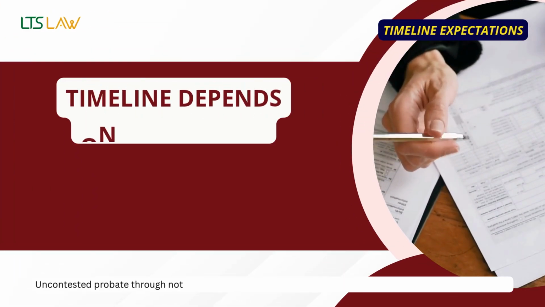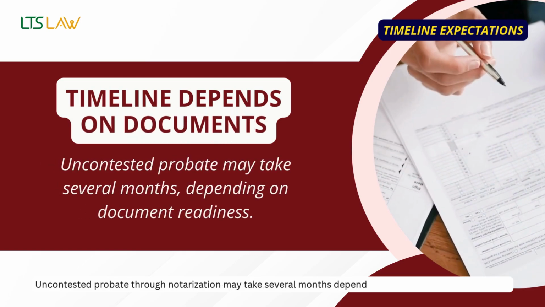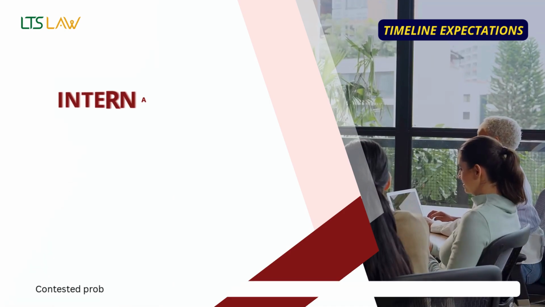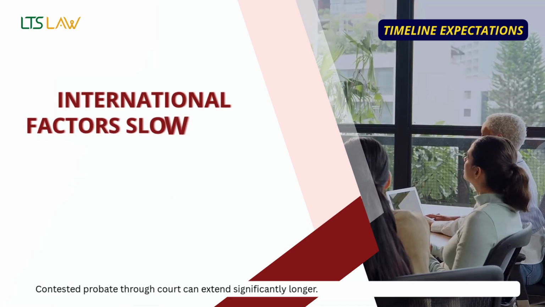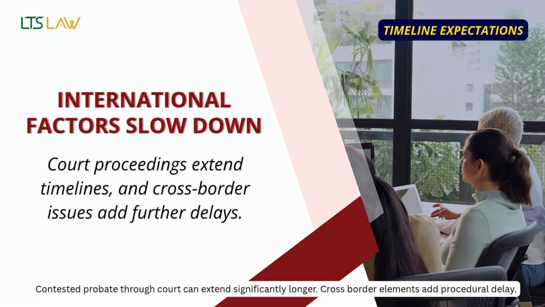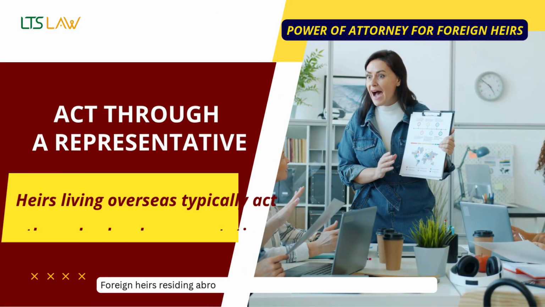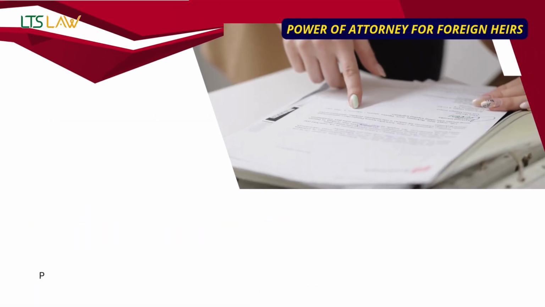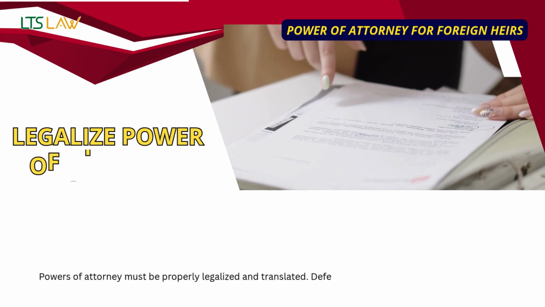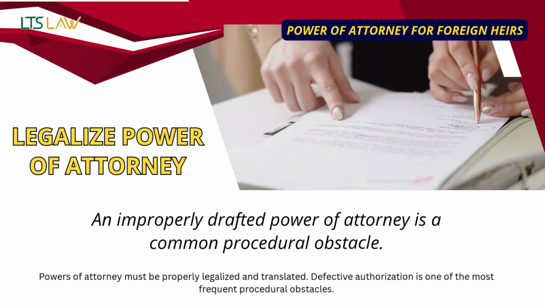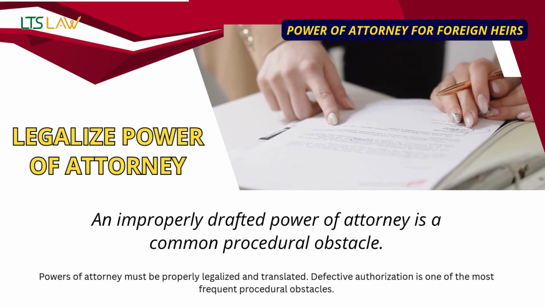Uncontested probate through notarization may take several months depending on documentation readiness. Contested probate through court can extend significantly longer. Cross-border elements add procedural delay. Foreign heirs residing abroad commonly appoint representatives in Vietnam. Powers of attorney must be properly legalized and translated. Defective authorization is one of the most frequent procedural obstacles.